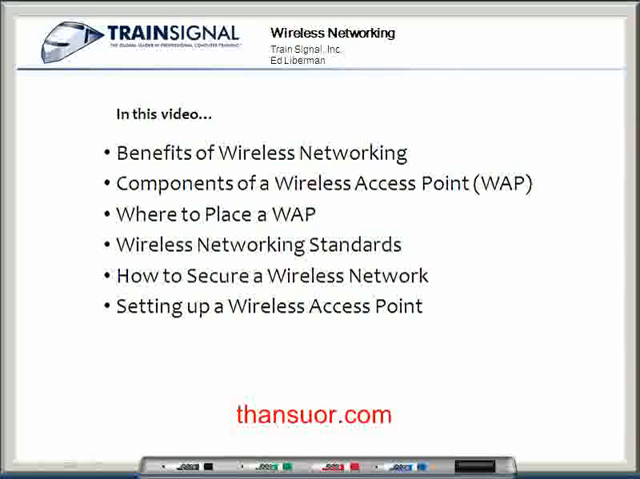Then we'll go ahead and talk about how to decide where to place your wireless access point. We'll go over some of the wireless networking standards that we have out there today. Then we're going to take a look at how to secure your wireless network. And this is pretty important to a lot of people because there's this big fear out there that if data is traveling through the airwaves, and you can't really restrict the airways, or at least not as easily as you can restrict access to a physical cable, well, how do we keep it safe? So we'll take a look at some of our options there. And then we'll go in and I'll actually show you how to set up a wireless access point.